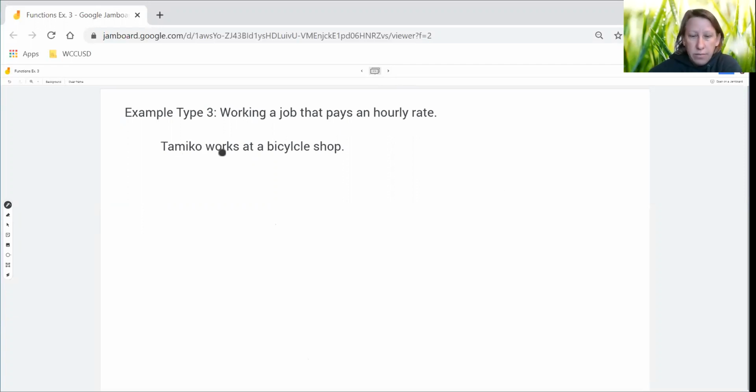So here's a situation. Some kid named Tomiko works at a bicycle shop. What are the variables in this situation? What's the independent variable? What's the dependent variable? And what do we need to know? Something really important to know is how much money Tomiko makes per hour. So we need to know the hourly rate. And that's a variable, right? That could change over time. In this situation, we're going to say it's 15 bucks an hour. What are the two variables that are in relationship here?